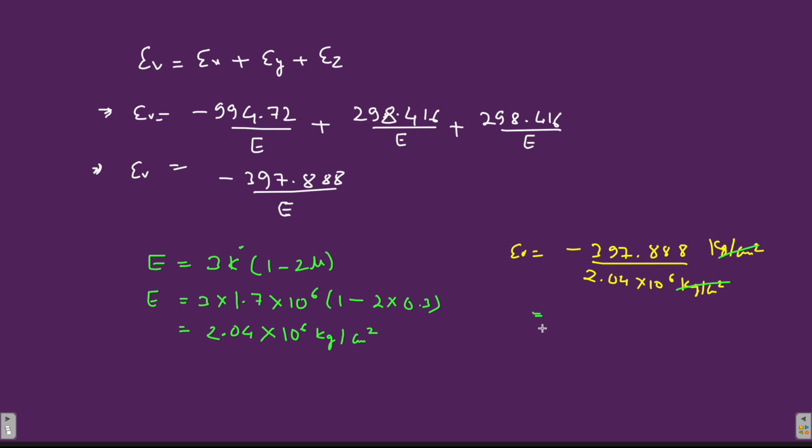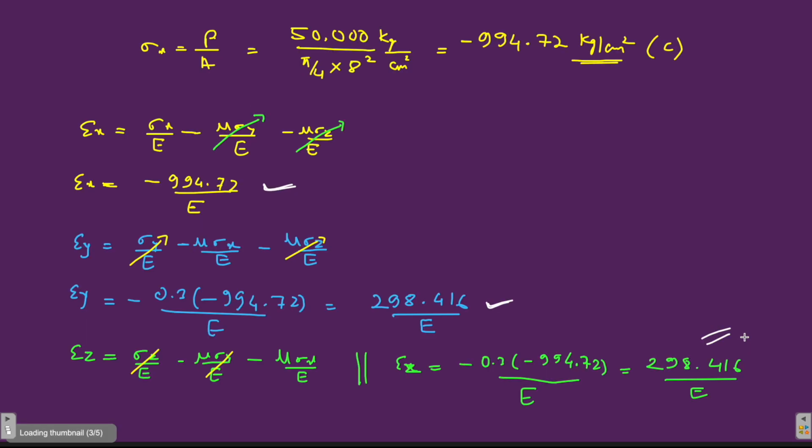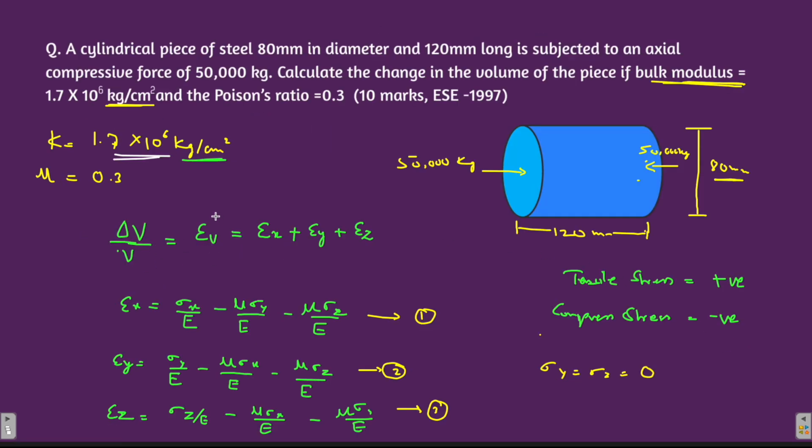So final strain will be minus 1.950 into 10 to the power minus 4. This is the final volumetric strain we are getting. Now the next task is to multiply it with the original volume of the cylinder given to us, in order to get the final delta V asked in the question.